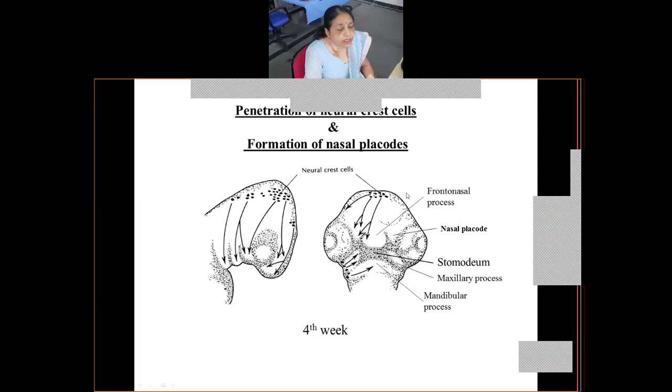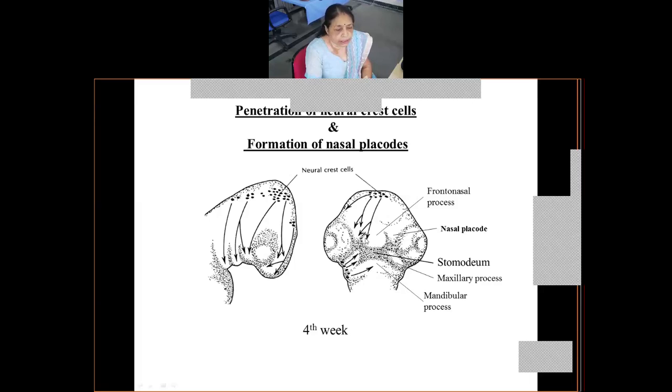Okay. Now the neural crest cells also develop during the formation of the neural tube, and these neural crest cells migrate in different directions. They form the melanocytes, the adrenal medulla, and the odontoblasts. Similarly, these neural crest cells also migrate to the arches, and they will form the muscle mass and the cartilages of the arches.